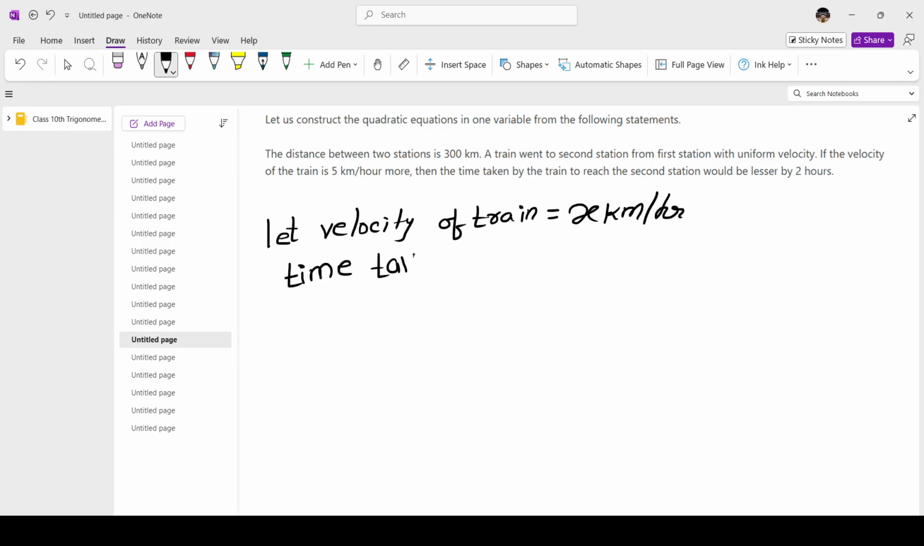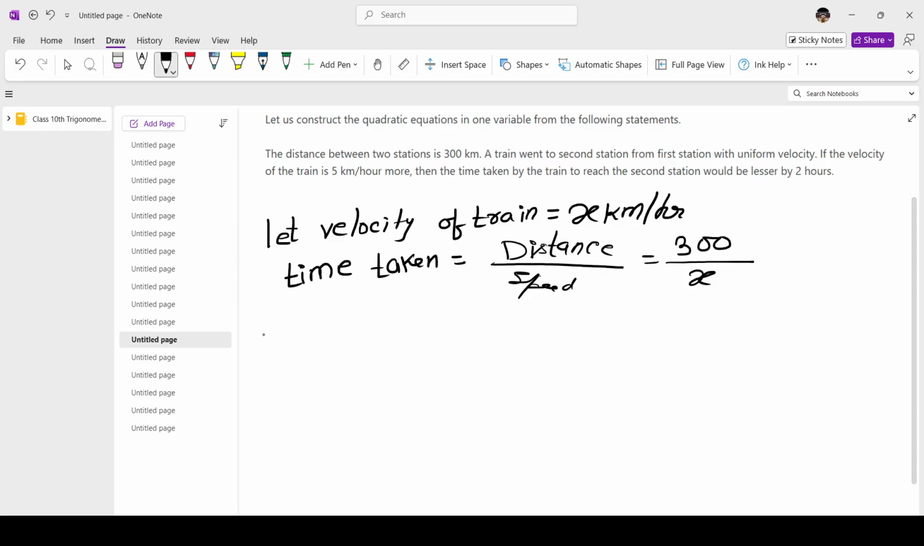Okay, and the time taken, time is equal to what? Speed is equal to distance by time, so time is equal to distance by speed. Okay, so here the distance is 300 and the speed is what?